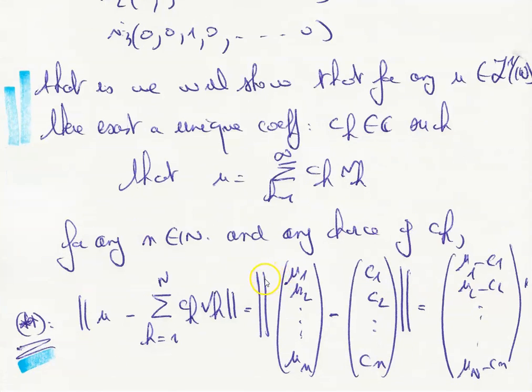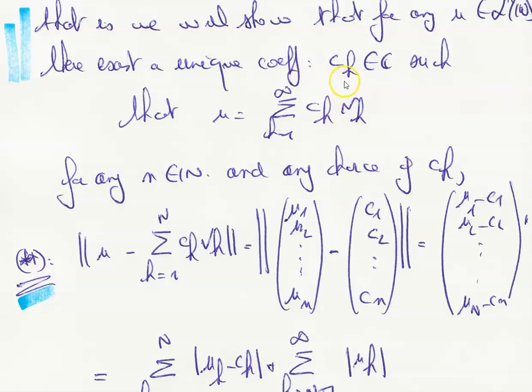So we will now show that for any u belonging to L1 of n, there exists a unique coefficient ck, a complex number, such that u can be expressed as a linear combination of the vk, that is, u is the sum for k from 1 to infinity of ck vk. For any natural number n and any choice of ck, the norm of the difference between u and the sum for k from 1 to n of ck vk is the norm of the difference of u1, u2, un and c1, c2, cn, as the difference of two vectors of dimension n.